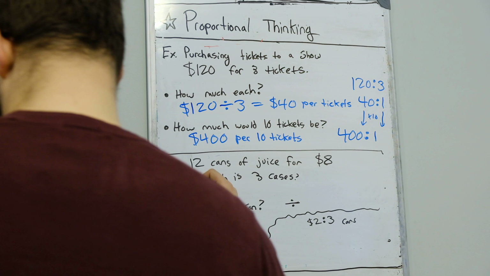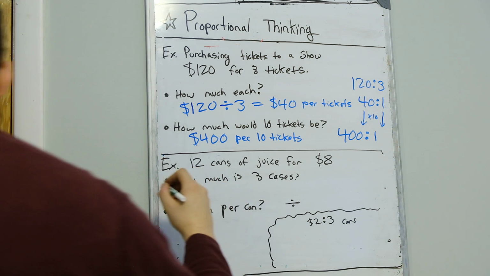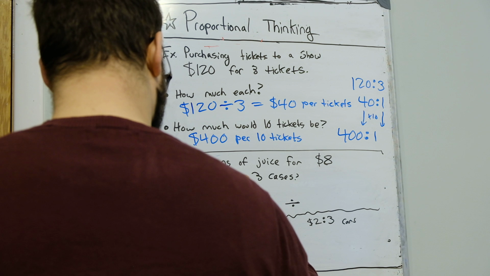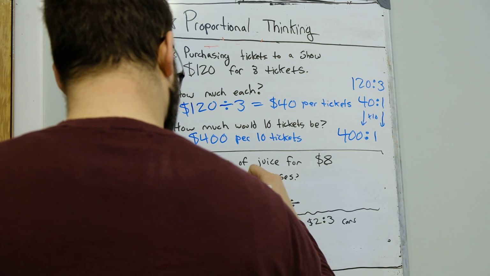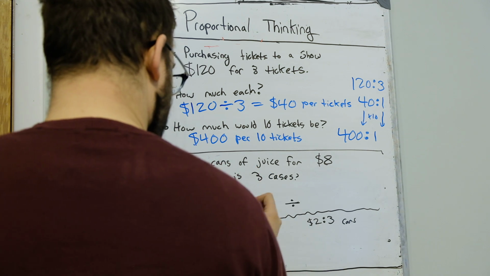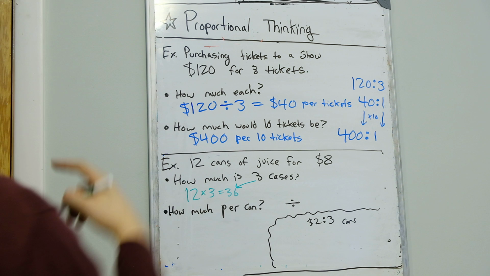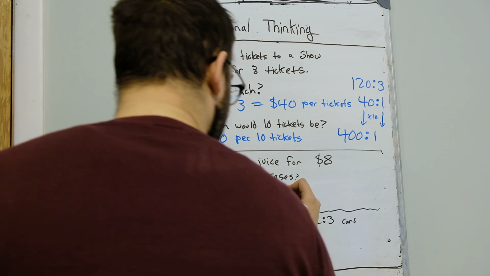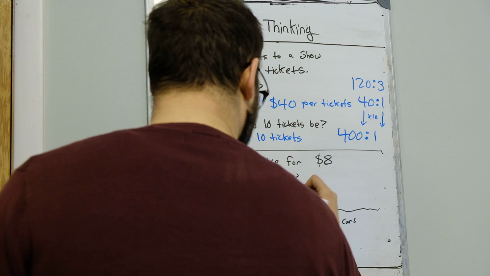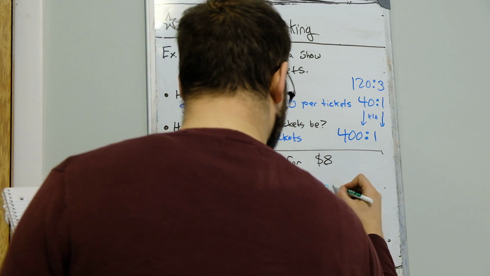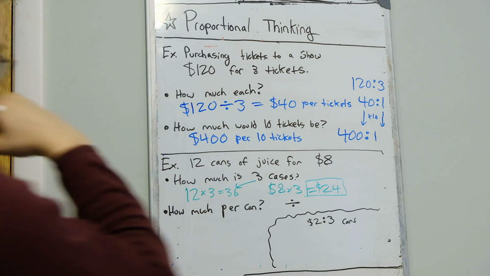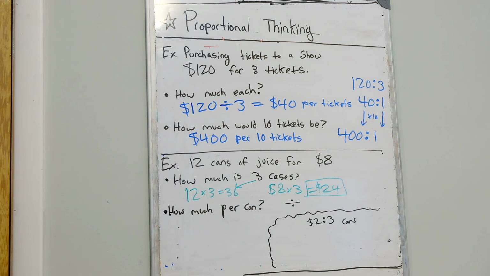Well, it's as simple as, if we have 12 cans of pop, we go times 3, will get us to 36, or 3 cases. It's 3 cases. And so we are going to simply use the same proportional reasoning, and we're going to go $8 times 3 equals $24. Right? Nothing very complicated there. We're just multiplying up. How much per can?